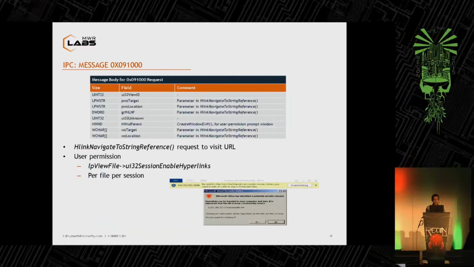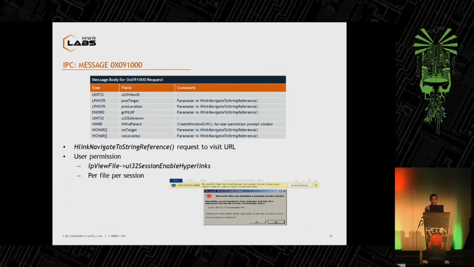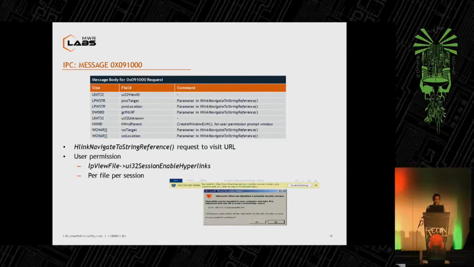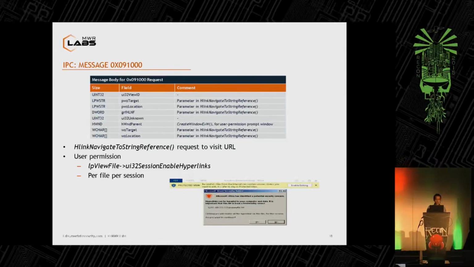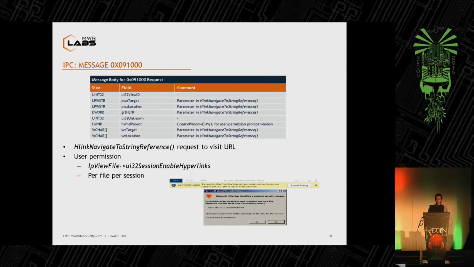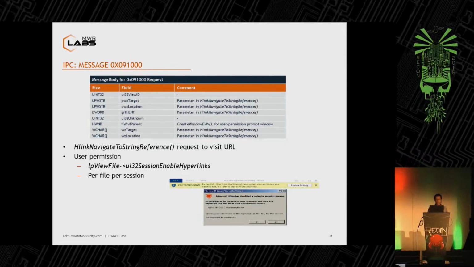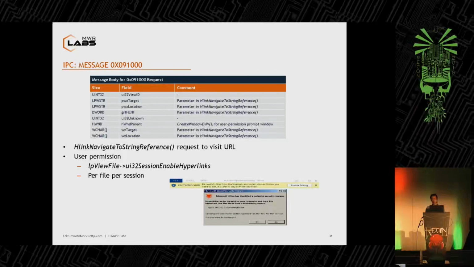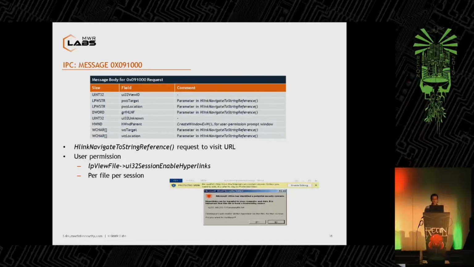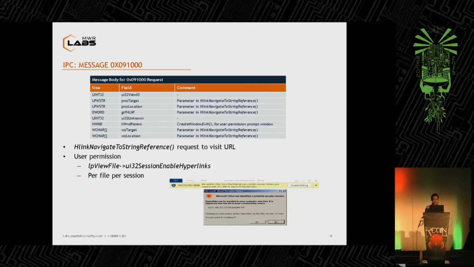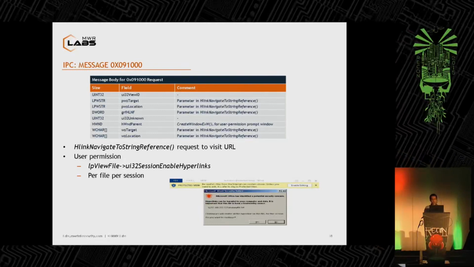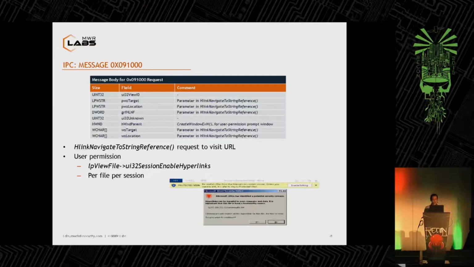Now, although most features are disabled in protected view, URLs are still accessible from the untrusted file, and the 091 message is a request for this purpose. It will request the broker to navigate to the URL with the HlinkNavigateToStringReference API, pending user permission. And this permission will be asked per file per session and will be stored in the view file object session enable hyperlinks field.